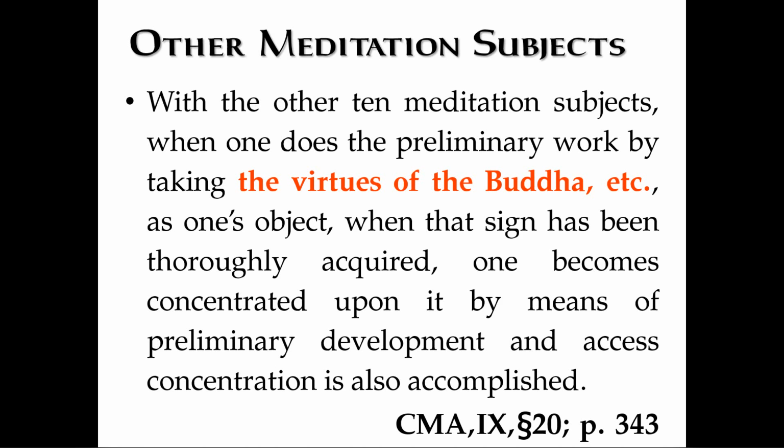With the other 10 meditation subjects, when one does preliminary work by taking the virtue of the Buddha, the virtue of the Dhamma, Sangha, etc. as one's object, when the sign has been thoroughly acquired, that is, at the time when we are contemplating the virtue of the Buddha and your mind thoroughly acquires the preliminary sign, one begins concentrating upon it by means of preliminary development, and access concentration is also accomplished. It talks about the 10 types of meditation methods that produce access concentration.